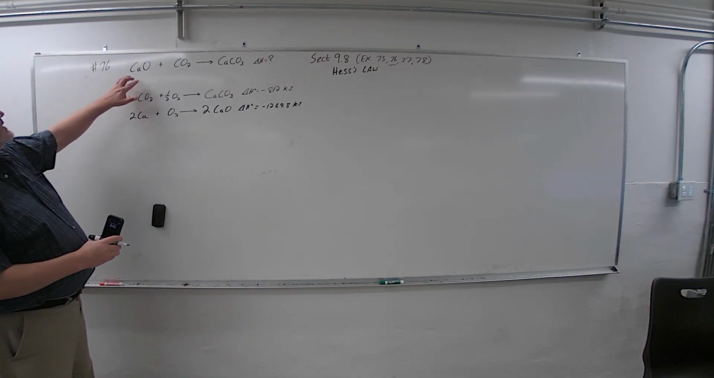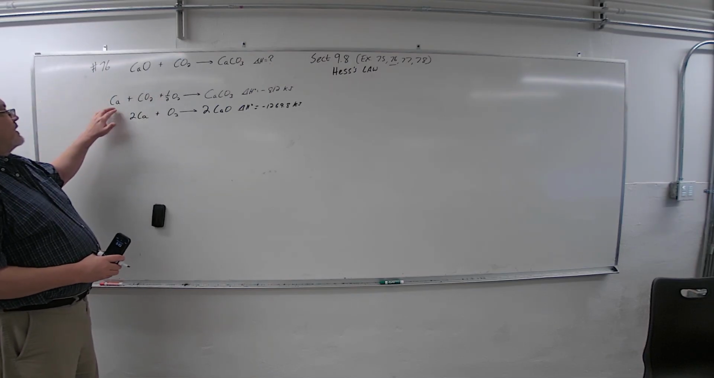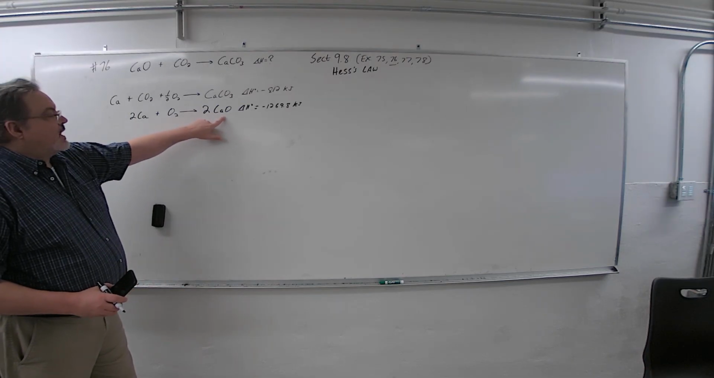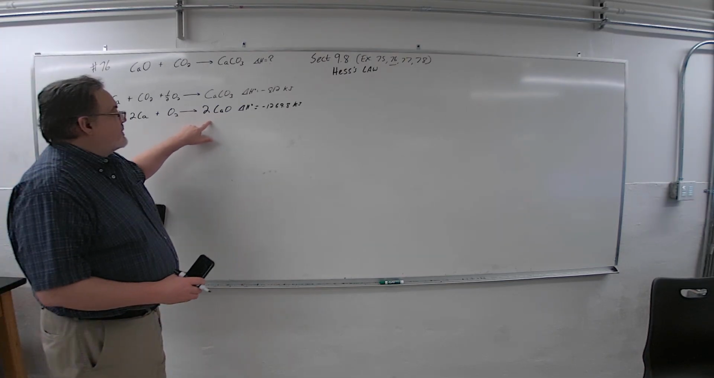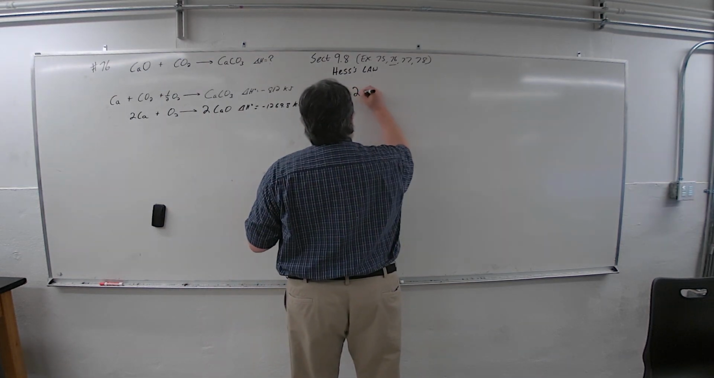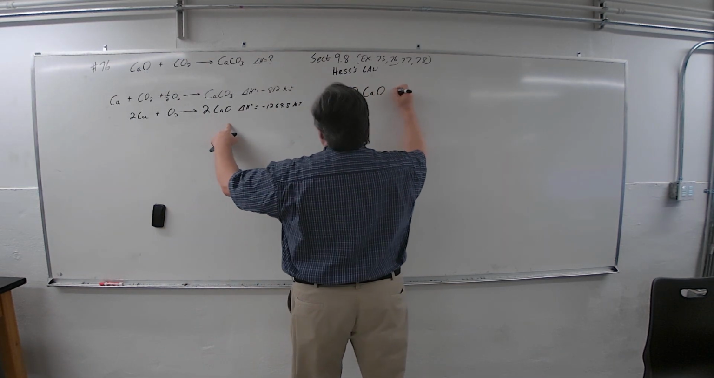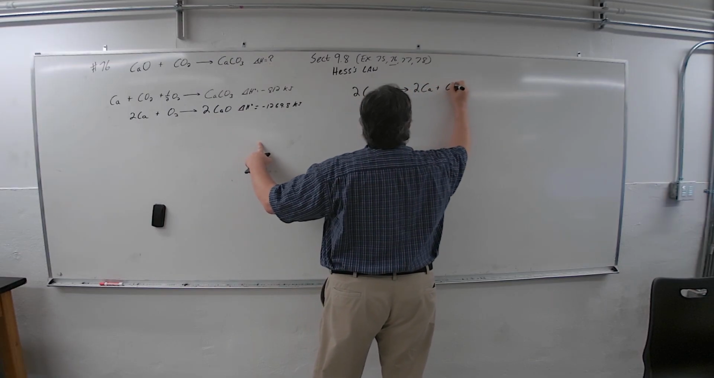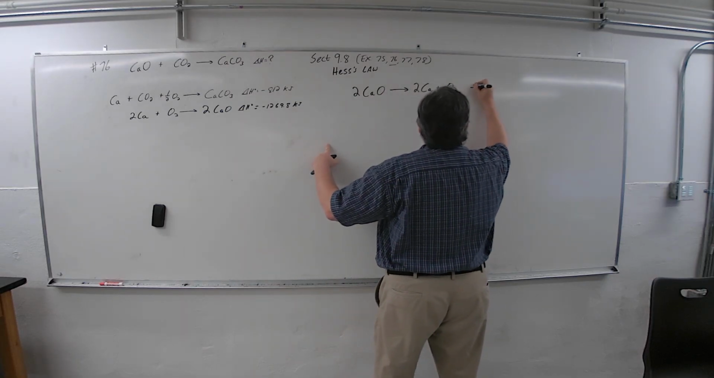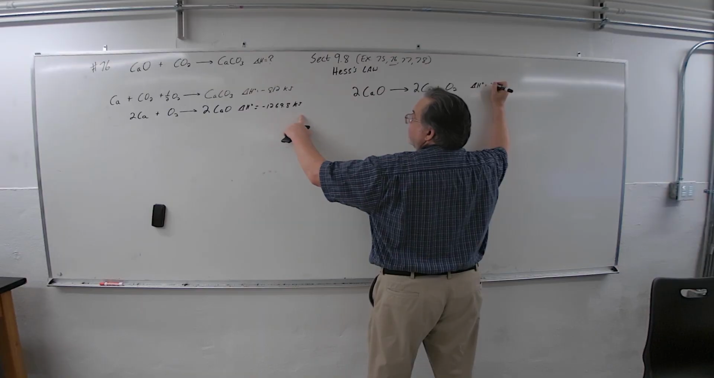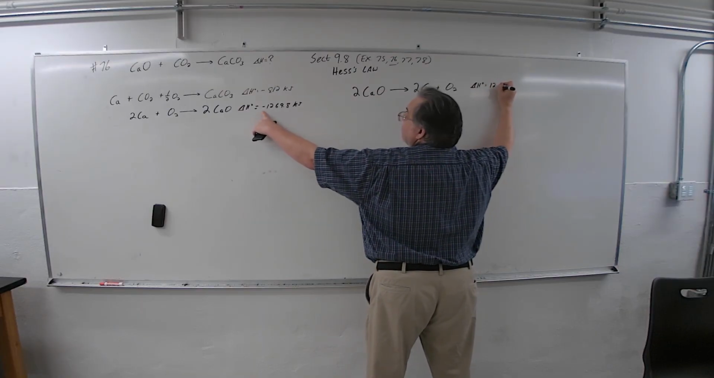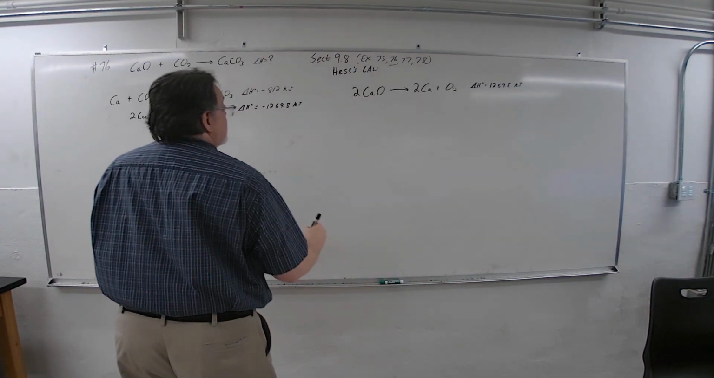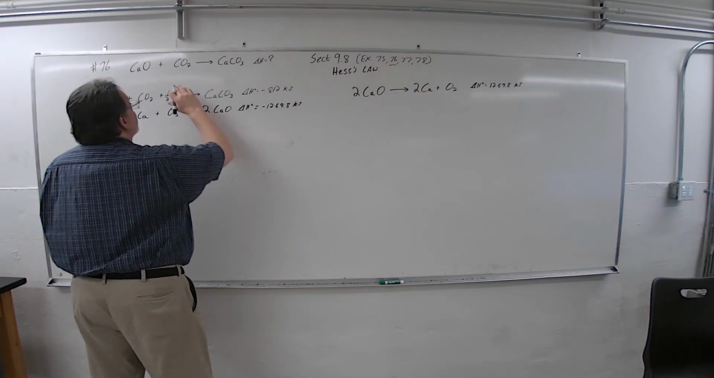Okay. I need CaO on the left. None of these have CaO on the left. There's CaO on the right. So I'm going to take this one, but I'm going to flip it, so I have 2CaO on the left and 2Ca plus O2 on the right. And the delta H I'm going to list for this now is this, but I'm going to flip the sign: 1269.8 kilojoules. So now I have a reaction that has CaO on the left.